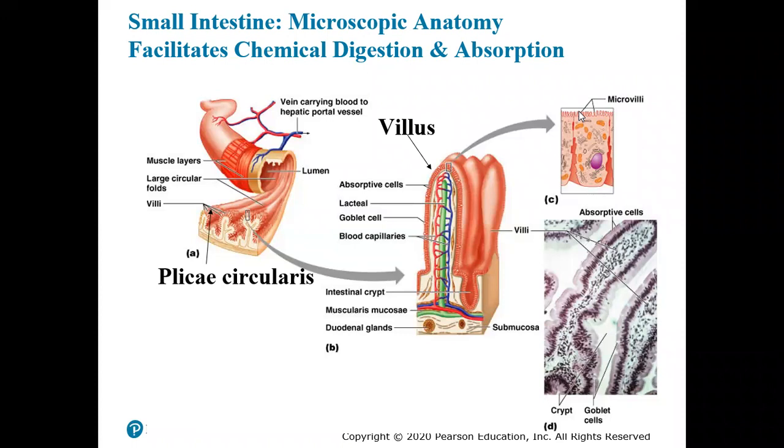Microvilli are extensions of the plasma membrane that are on a singular simple columnar epithelial cell.